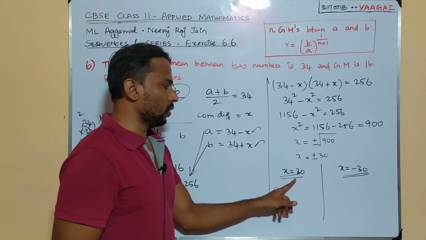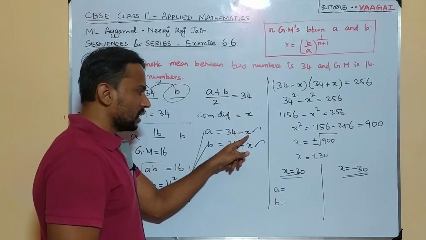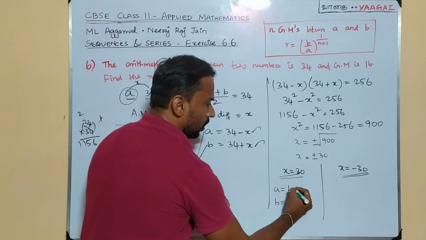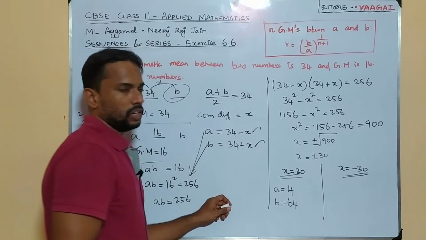We know x is equal to 30 or minus 30. First we'll take x as 30. Then what happens? A will be 34 minus 30, that will be 4. And B is equal to 34 plus 30, which is equal to 64. These are the values we are getting.